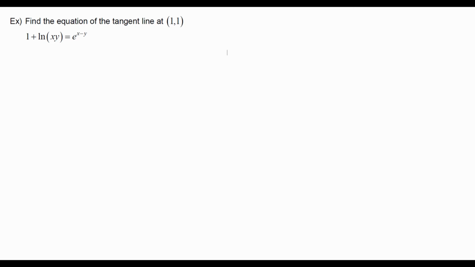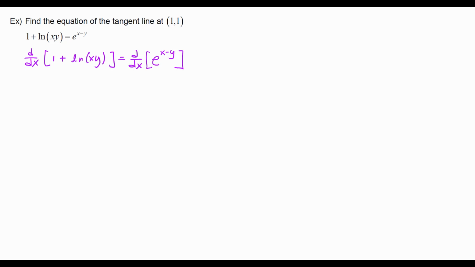Do you remember how to do it? I hope so. Okay, so the first step of implicit differentiation was you take the derivative of both sides with respect to x. So that will be d dx of 1 plus ln of xy is equal to d dx of e to the x minus y's power. So then you do regular derivatives for x. And when you take the derivative of a y variable, you're going to have to use a chain rule. So you're going to have to multiply by dy dx.